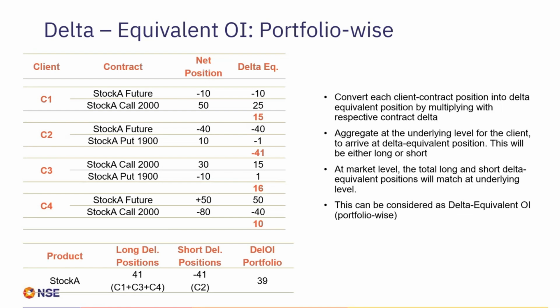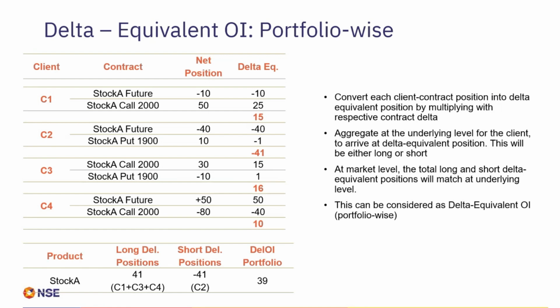Now there are three clients, C1, C3, and C4, which have a positive delta position, and one client, C2, which has a negative delta position. If we add up the long delta positions, 15 plus 16 plus 10, it becomes 41. Similarly, if we add the short positions, there is only one client in this case, C2, whose position is minus 41. So the long delta equivalent positions and short delta equivalent positions will always match, at 41. So the delta equivalent open interest in portfolio terms is 41. Okay. So there is an error on the slide, it should be 41, not 39.